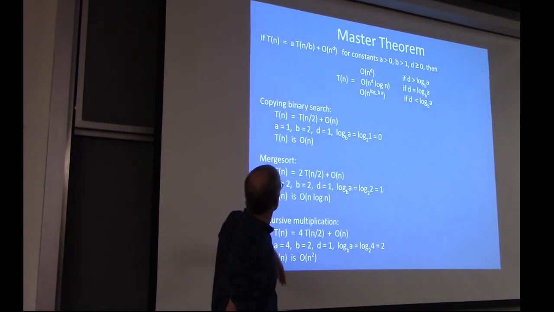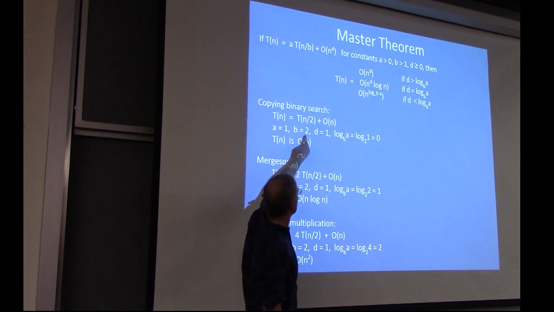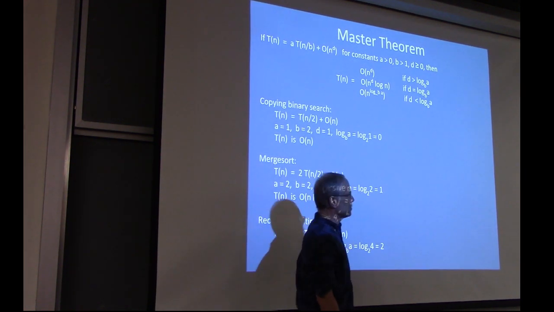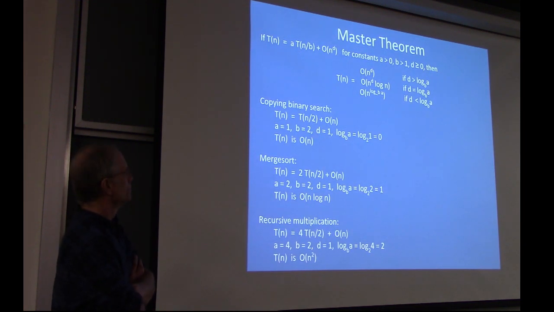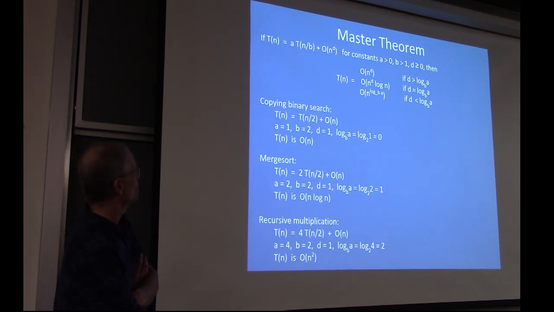Copying binary search. There's our recurrence. So a is 1, b is 2, d is 1. Log base b of a is log base 2 of 1, which is 0. So which case are we in? d is 1, log base b of a is 0. So d is greater than log base b of a. We're in that first case, and so the bound we can put on that recurrence with the master theorem is O of n to the d. The d is 1, so it's O of n. So copying binary search is O of n.